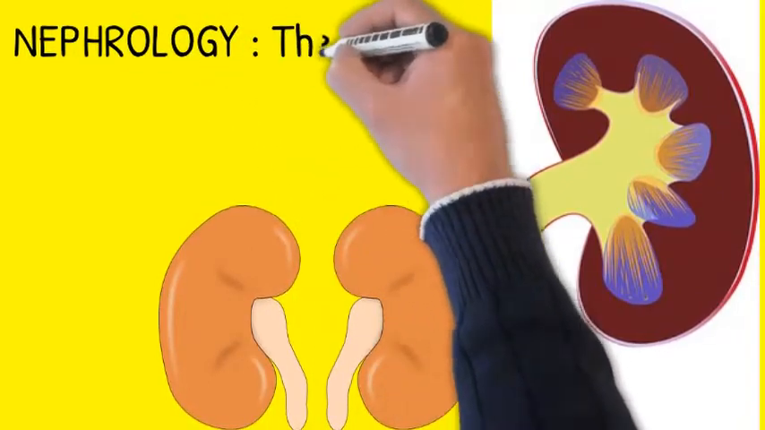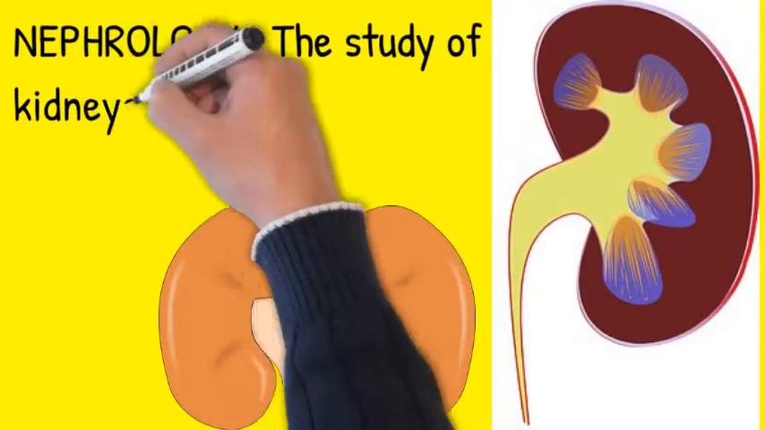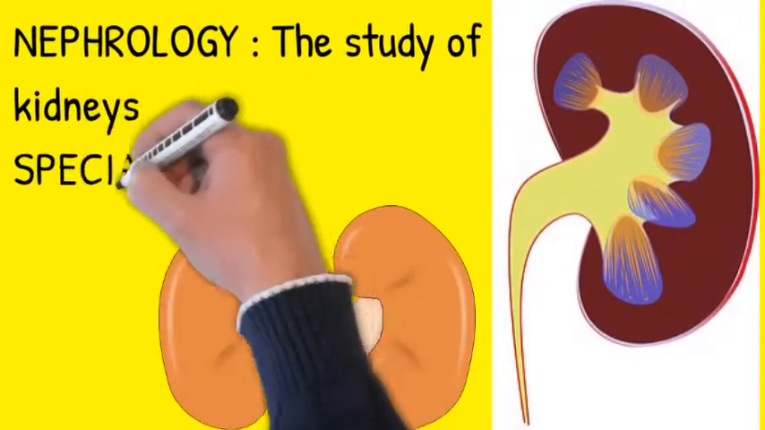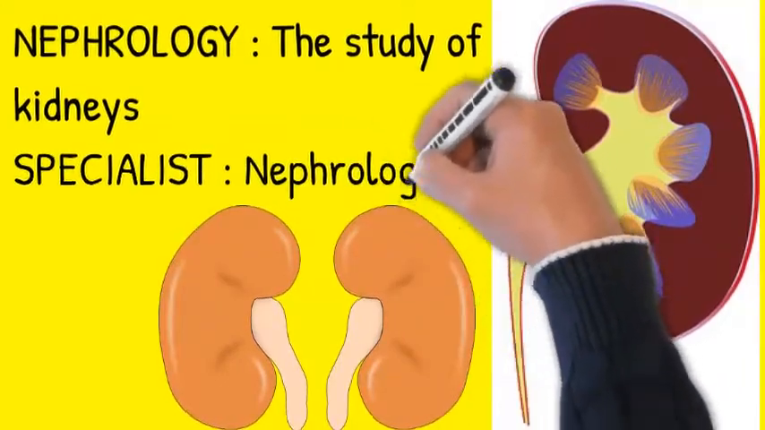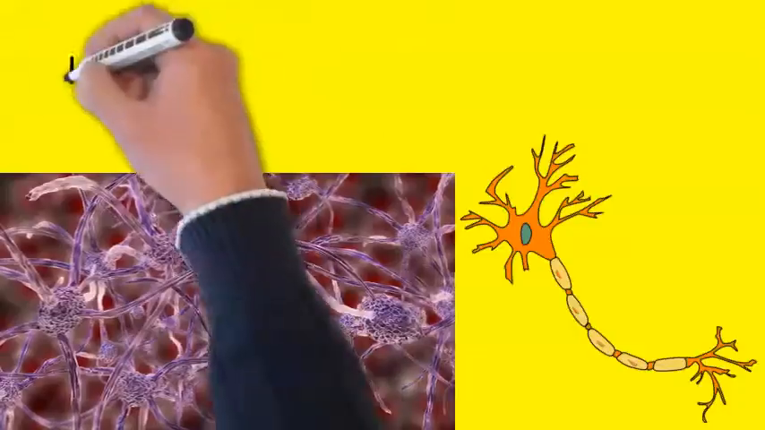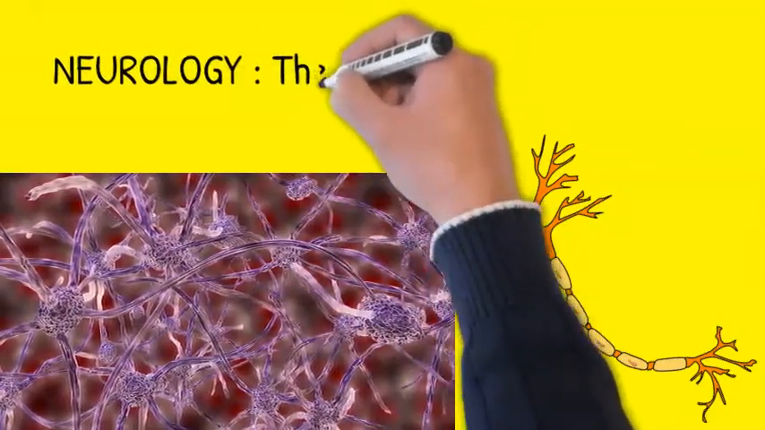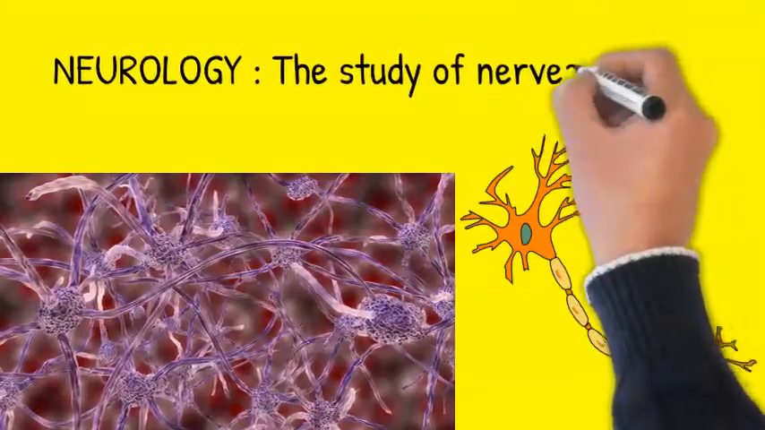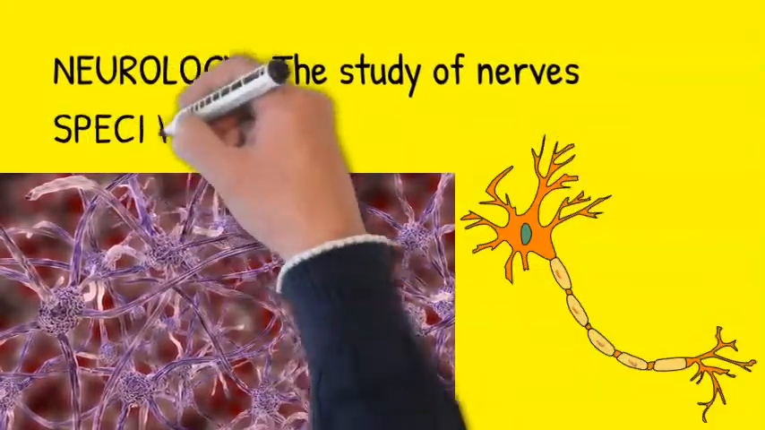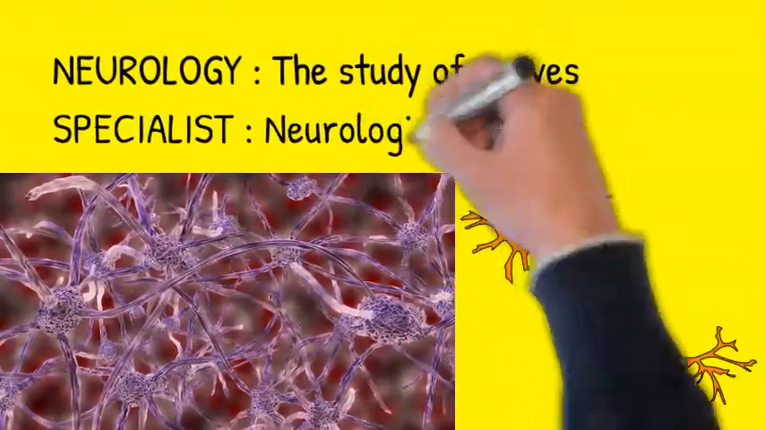And the study relating to kidneys is known as nephrology. And a person who specializes in this field is a nephrologist. Nerves. The study relating to nerves is neurology. And a person who specializes in this field is a neurologist.